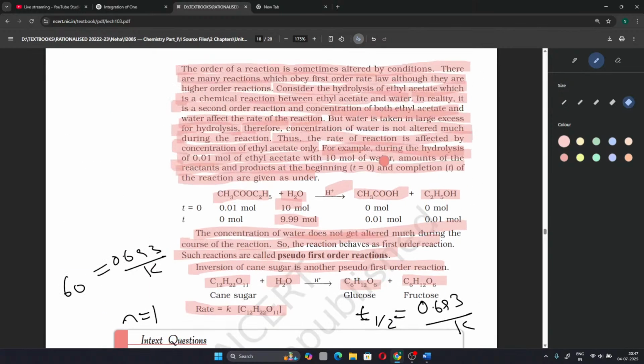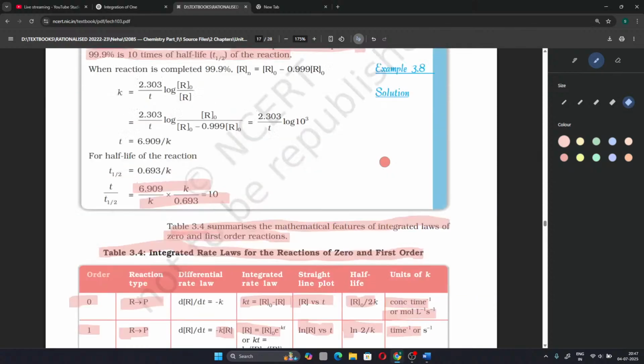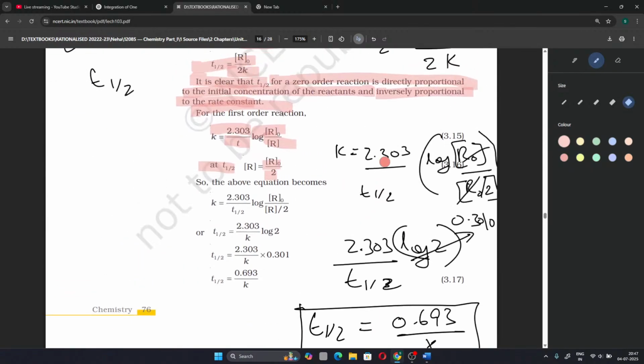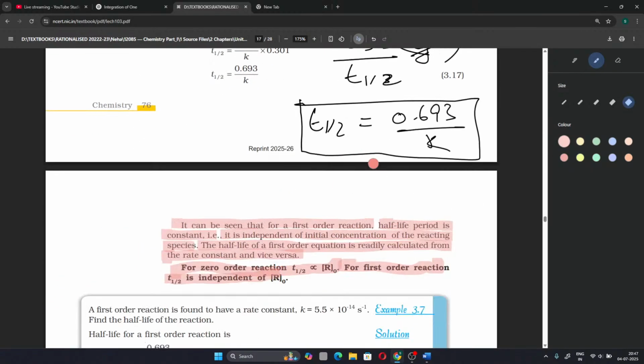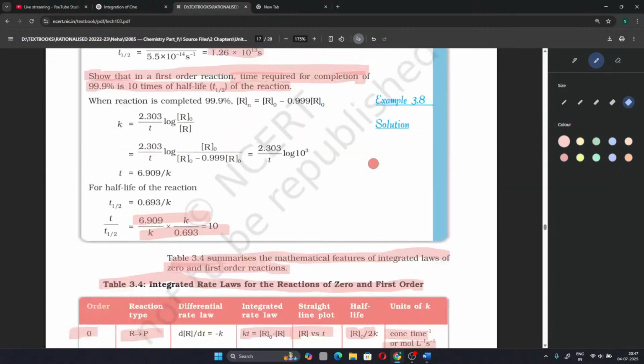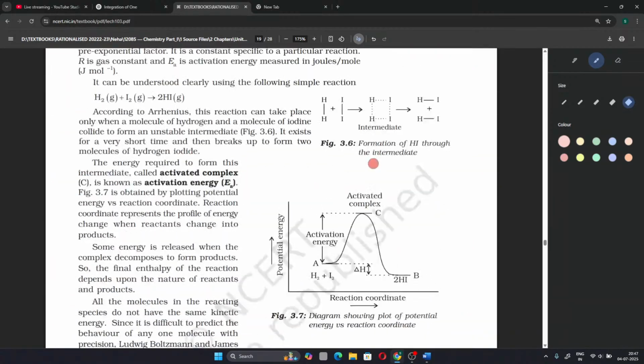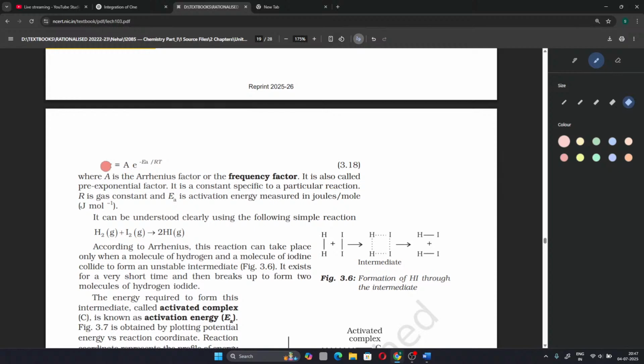Let's see the 3.18 equation. No, it is not here. 3.18 is k equals A times e power minus Ea by RT.